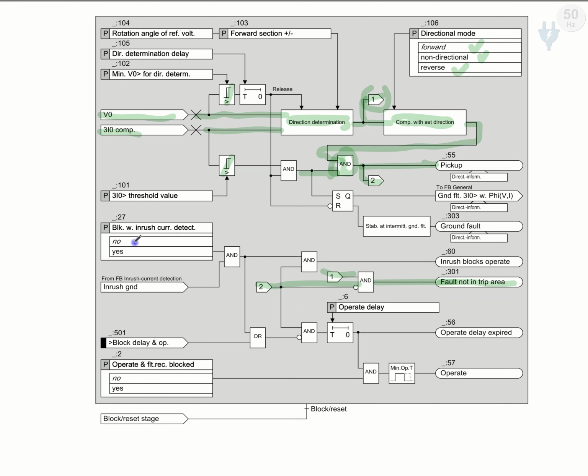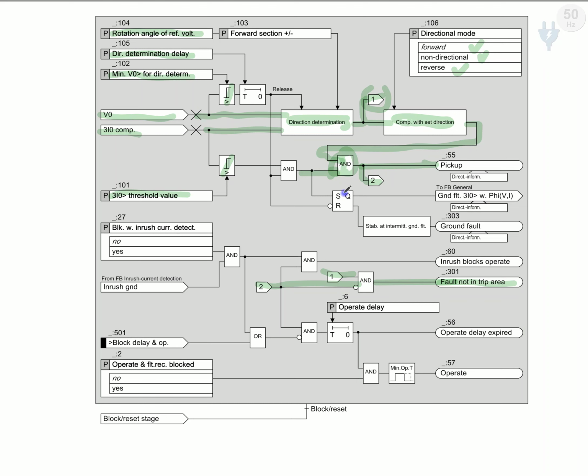We are giving just oral information about the working of this functional diagram, but each of these blocks we will discuss further step by step. We'll discuss the rotation angle of reference voltage, the direction determination delay, the minimum zero sequence voltage for direction determination, and the zero sequence current threshold for passing to have a pickup.